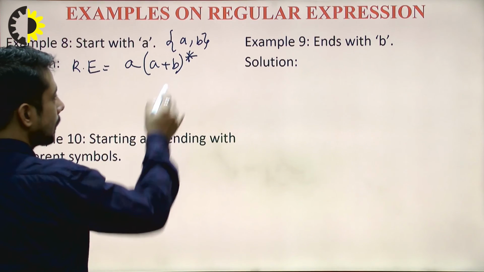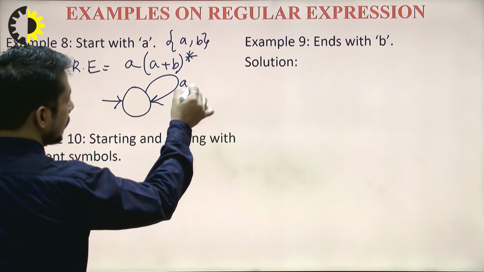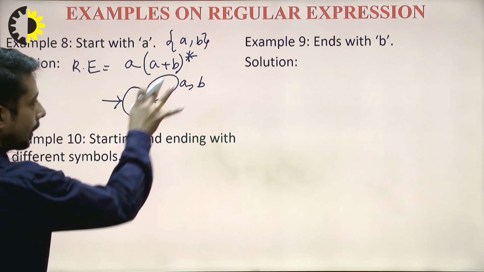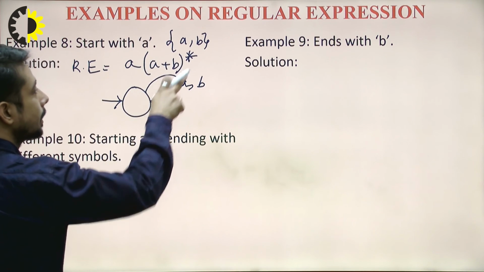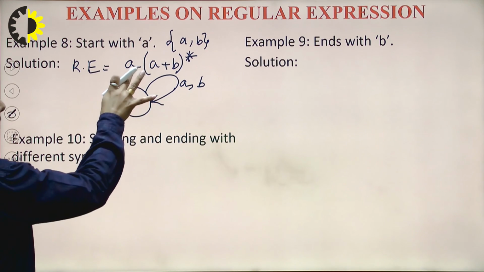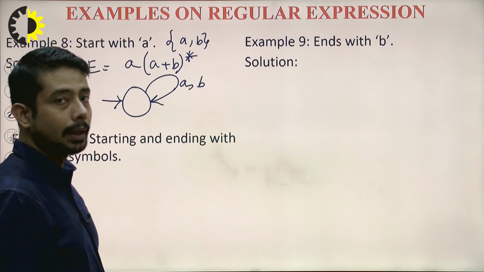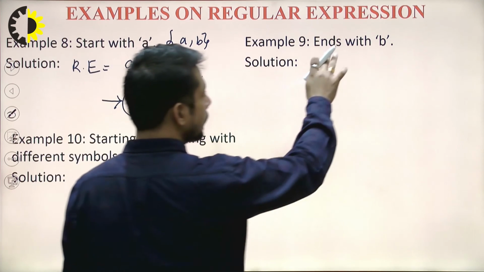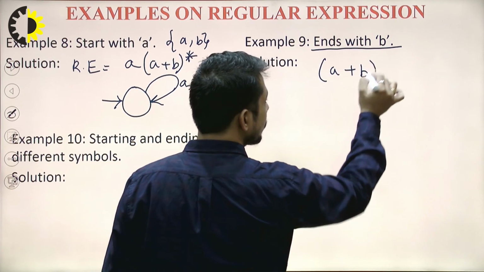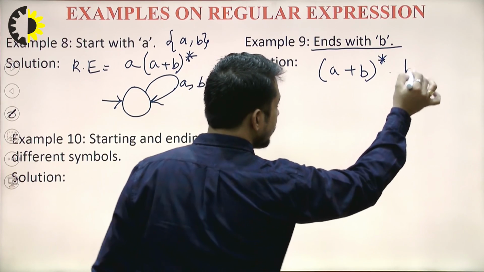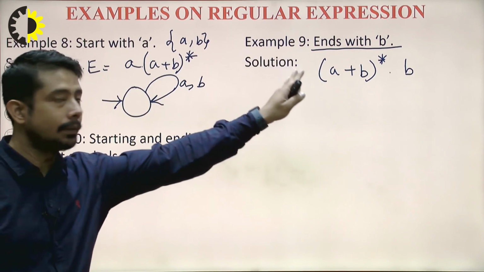A plus B means what? A and B. See, both A and B are coming into the same direction and it is a self loop, that is nothing but Kleene closure. So starting with A, after that it can be any possible combination of A and B. So if you look into example number 9, it says ends with B. So starting can be any possible combination of A and B and ends with B. I hope it is clear now. Starting with A, ending with B.